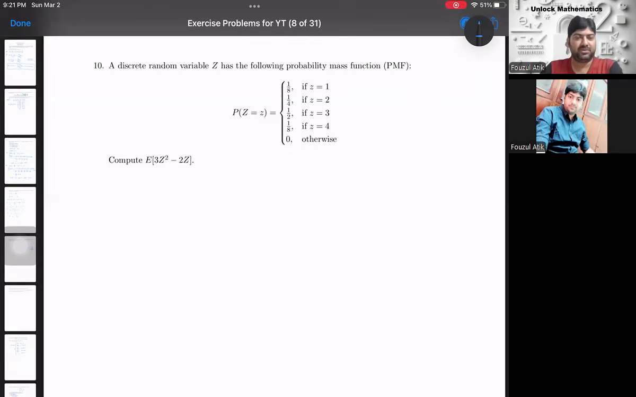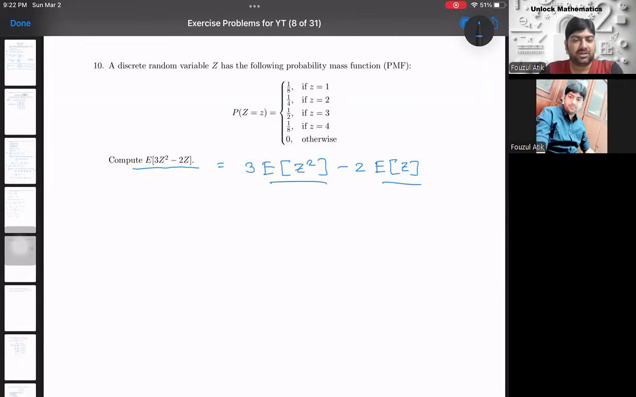A discrete random variable Z has the following probability mass function. So the probability mass function is given. You have to compute the expectation of 3Z square minus 2Z. Now this one you can do in two ways. One is, you can directly write this as 3 into E of Z square minus 2 into E of Z, the expectation of Z. Then you individually find E of Z square and E of Z, put them in, and you will get the value.